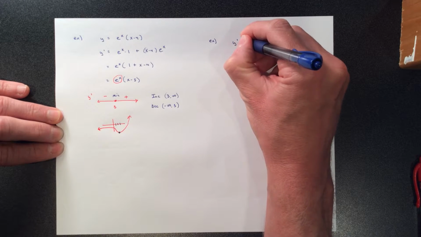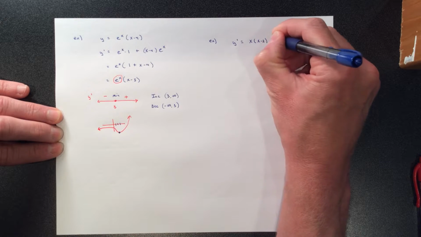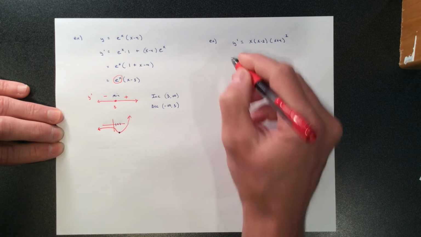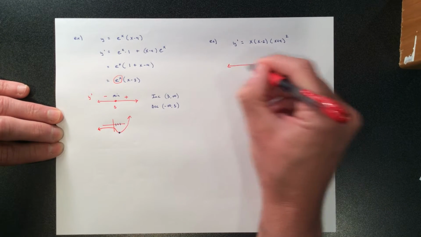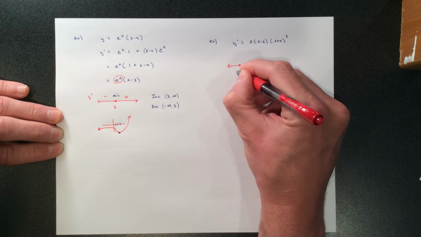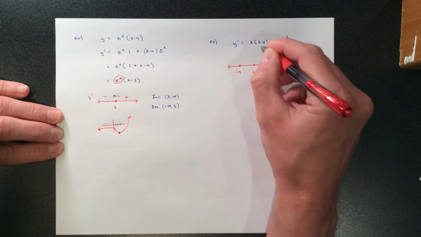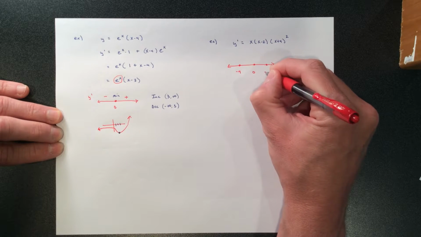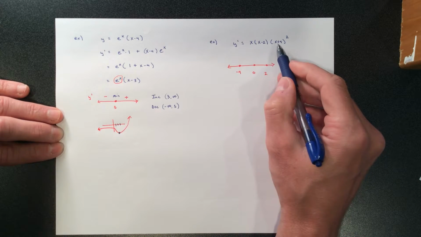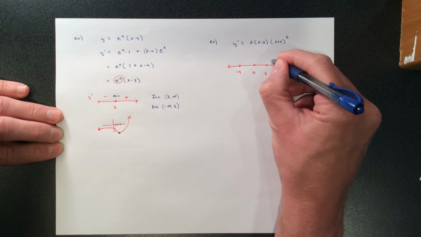What if I said y prime is equal to x times x minus 2 times x plus 4 squared? Well, we'd be interested in when the derivative is equal to 0. Negative 4 will make it 0. 0 will make it 0. And 2 will make it 0. Okay, what's going to happen here? Let's check some values. Let's say x is 10. 14 squared is positive, positive, positive. 4 positives make a positive.